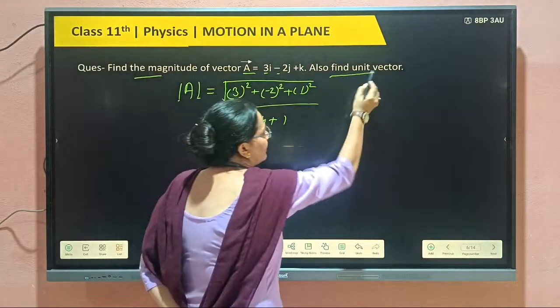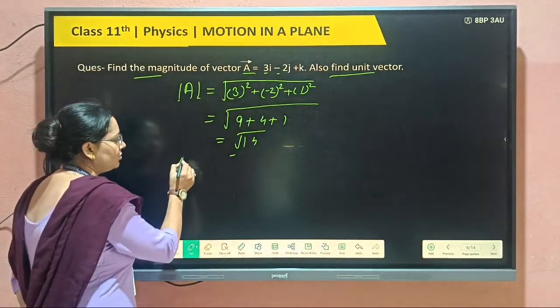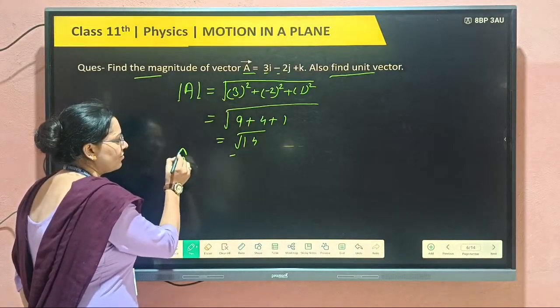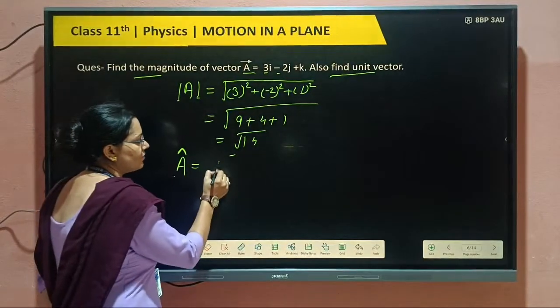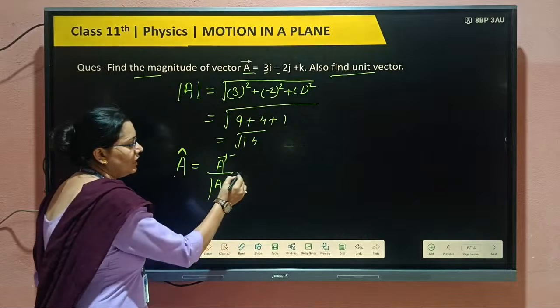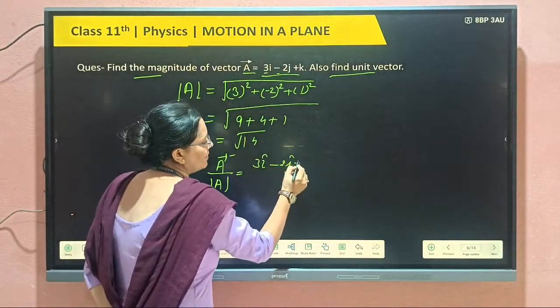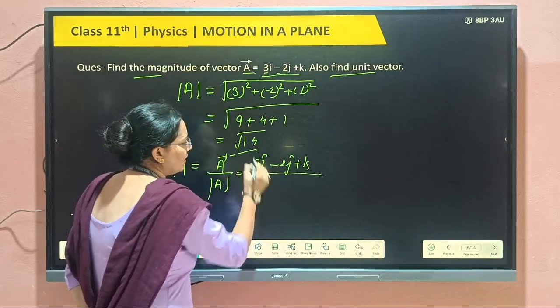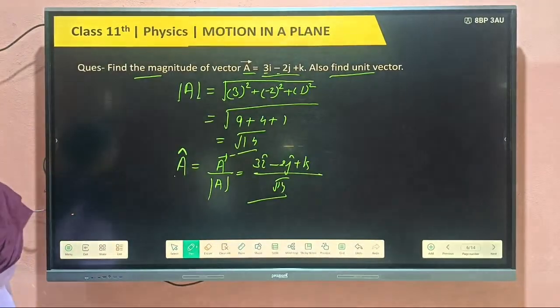After this we take the unit vector, so apply the unit vector formula. I told you that if we use the cap symbol, it indicates a unit vector. So use the formula: a cap equals a vector by a magnitude. The a vector is given as 3i cap minus 2j cap plus k cap only, and downside we write 14 only.